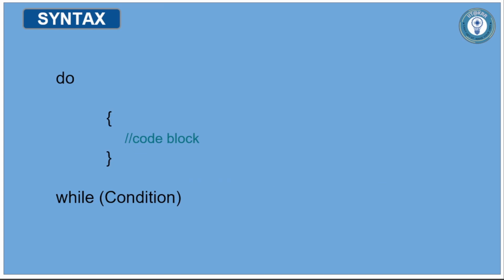This is the syntax of do while loop. First, you include the keyword do. Inside this bracket, you define the code block. Here you define the condition after the while keyword. So first the code block will get executed, then it checks the condition. If the condition is true, again the code block will get executed. If the condition is false, it will terminate the loop and move to the next part of the program.